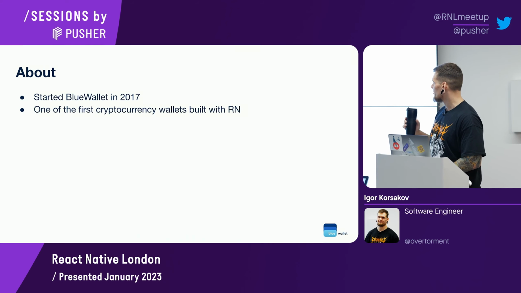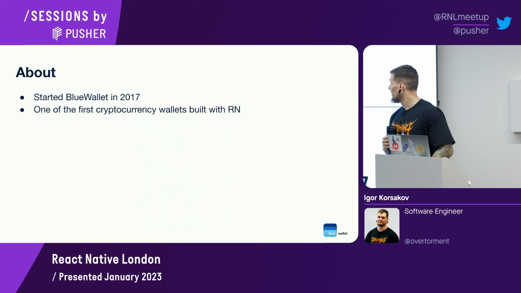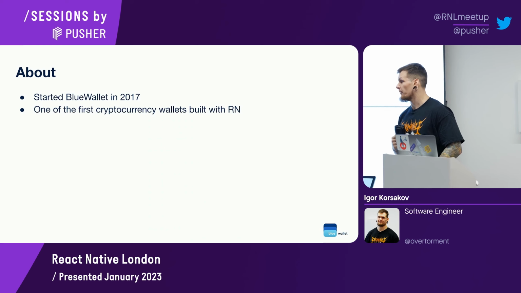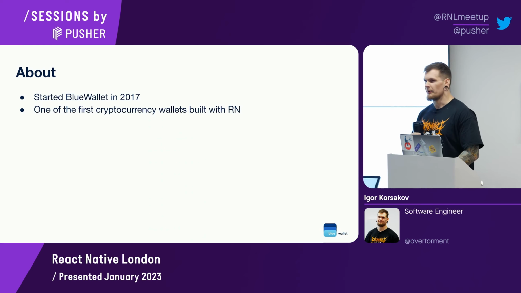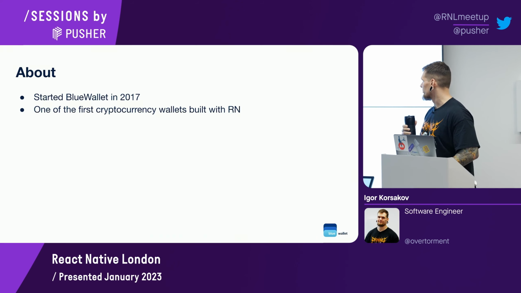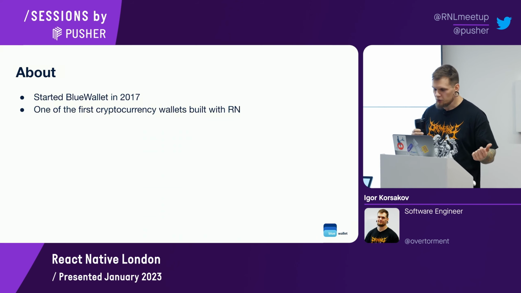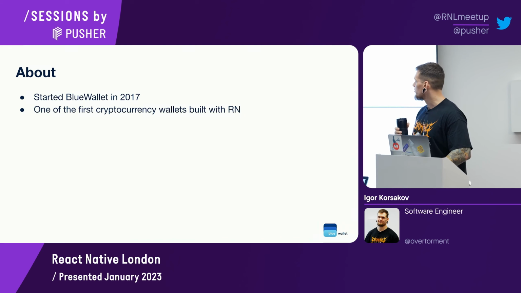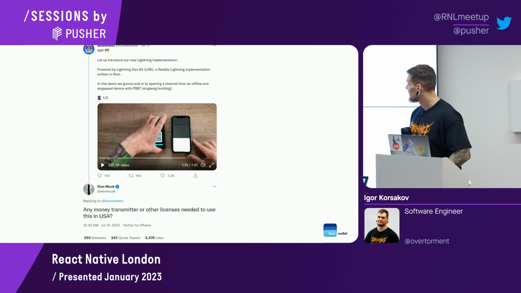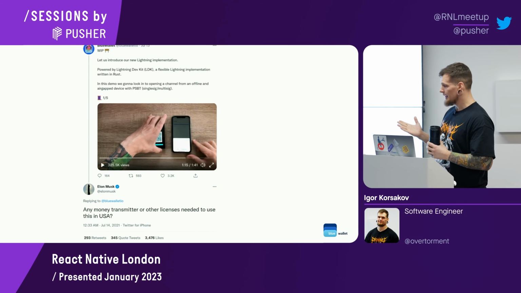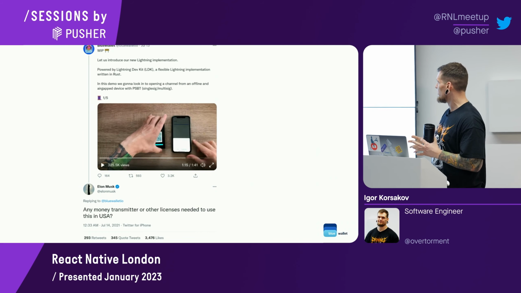And as far as I know, it's one of the first cryptocurrency wallets built with React Native, because the amount of bugs I encountered was massive, but since then they were fixed. So right now we have pretty decent React Native cryptocurrency wallets, such as Coinbase Wallet or Rainbow Wallet, which is pretty popular. So today we're going to be talking about how to build a cryptocurrency wallet with React Native.